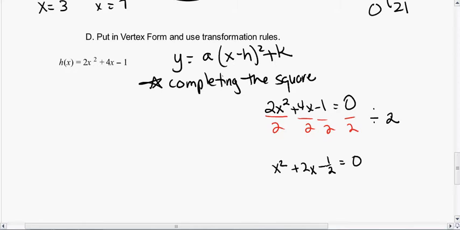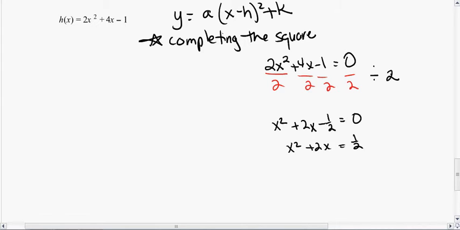Now I'm going to move the constant term over to the right. So I've got x squared plus 2x equals 1/2. And I'm going to do the magic number stuff with the linear term's coefficient. So remember, you divide the linear term by 2 and square it. 2 divided by 2 is 1. 1 squared is 1. And that's what I add to both sides of my equation. So x squared plus 2x plus 1 equals 1/2 plus 1.